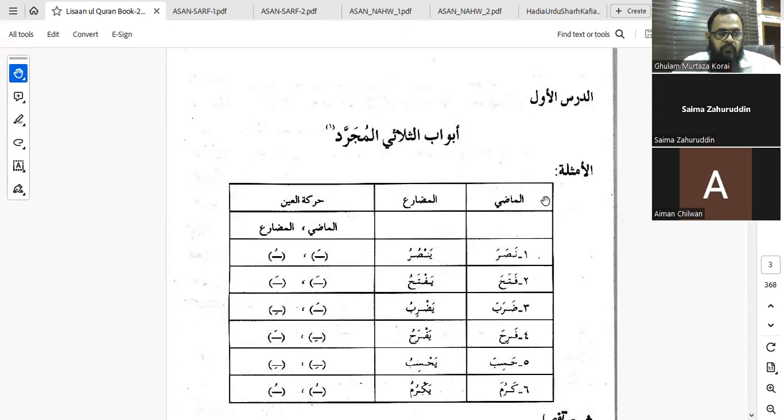La yadribna. La tadribu, la tadribani, la tadribuna, la tadribina. La tadribani, la tadribna, la adribu, la nadribu. Okay, so jama monas ghaib takes ya before it. So it is la yadribna. I hope you understand.